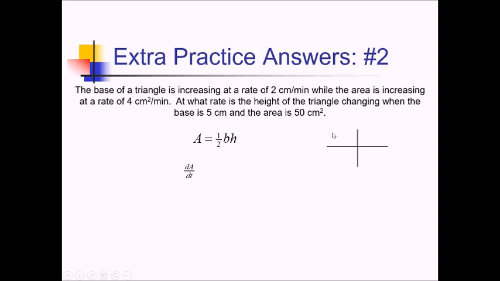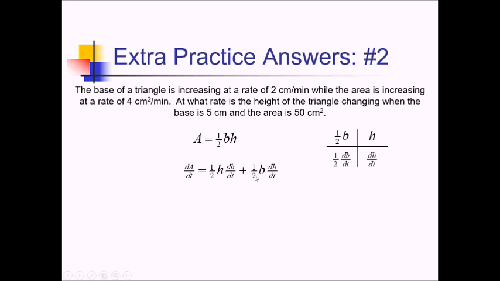So I have 1/2 times b for one of my factors. h is going to be my other factor. Derivatives of those are going to be 1/2 dB over dt, because base is a function of time, and also dH over dt is the other one. Using the ribbon to multiply this out, I've got 1/2 h dB over dt plus 1/2 b dH over dt.